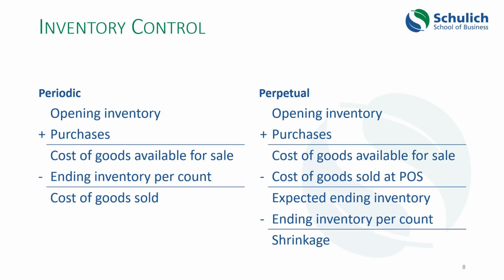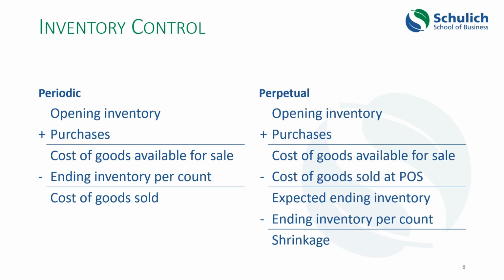So the periodic system on the left-hand side there is the one that is used when you don't have sophisticated computer systems. A small store might use this. Of course, you know that point-of-sale systems are becoming extraordinarily cheap, so anybody with an iPad can have a point-of-sale system running on their counter. But for the sake of humoring the textbook author, let's talk about periodic inventory control.